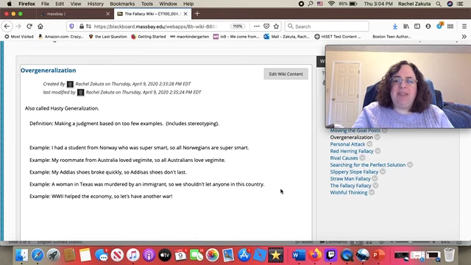Yeah, the first half of that sentence is true. The second half is an overgeneralization. My roommate from Australia loved Vegemite, so all Australians love Vegemite. Okay. Possibly true, but your roommate from Australia loving it is not enough evidence to prove that everyone does.